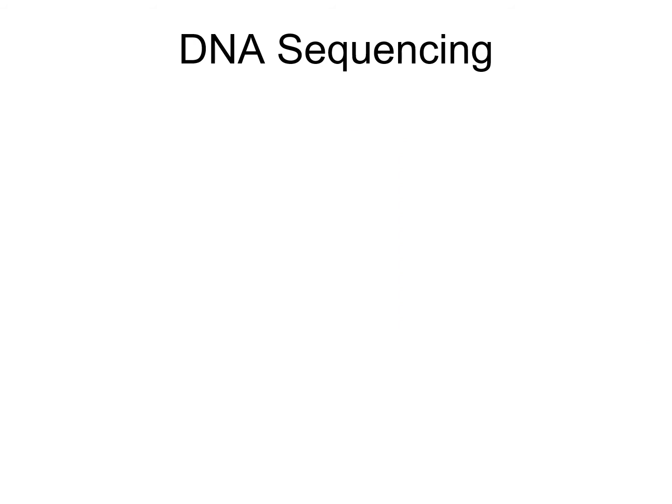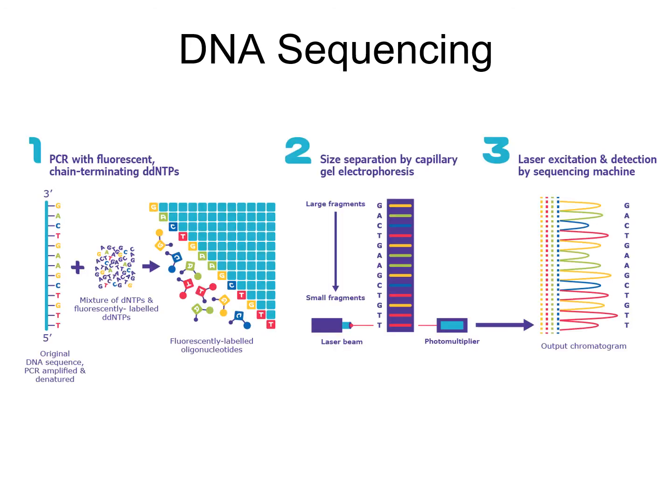DNA sequencing is actually a relatively simple process. It was very time-consuming early on when they started it, but now with computers and automation, it is a much faster process. This figure goes over the basic process of DNA sequencing, which essentially is a type of PCR reaction.